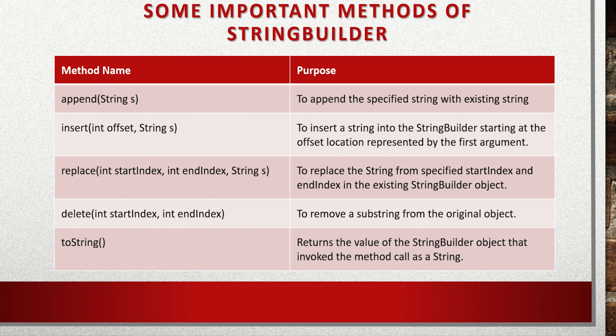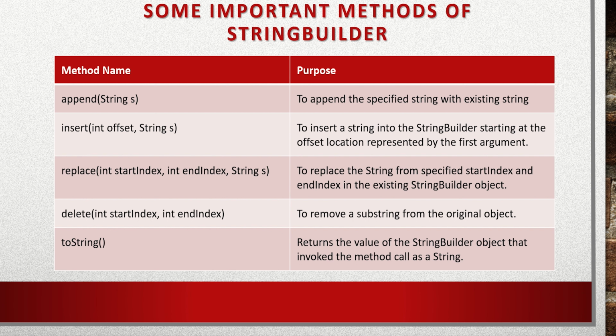delete(int start, int end) returns a StringBuilder object and updates the value of the StringBuilder object that invoked the method call. The update involves removal of a substring from the original object. The starting index of the substring to be removed is defined by the first argument, and the ending index of the substring to be removed is defined by the second argument.